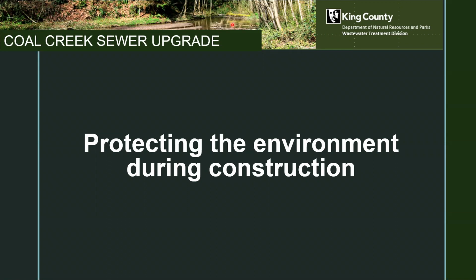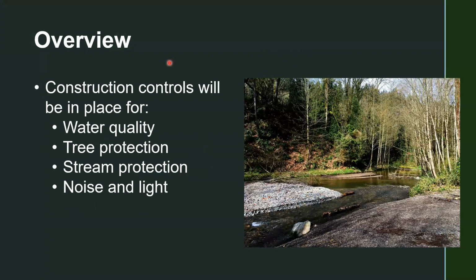So I'm going to move into some slightly more specific ways that we're going to be protecting the natural area during construction. We're going to be focusing on protecting water quality and protecting trees. We're going to be talking about protecting the stream and the animals that live in the stream. And we're going to talk a little bit about noise and light control.